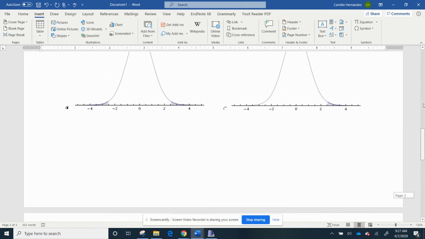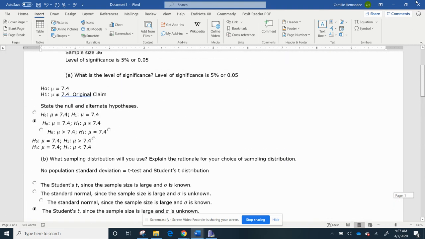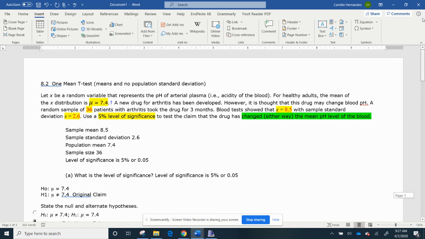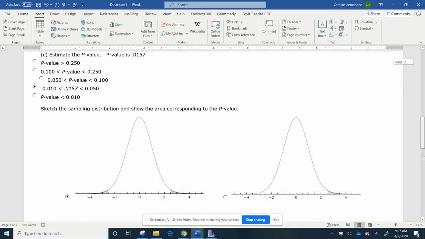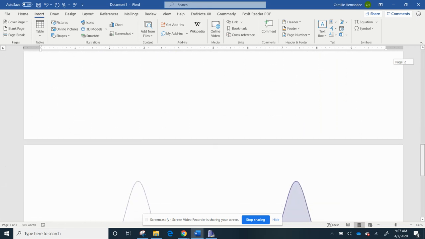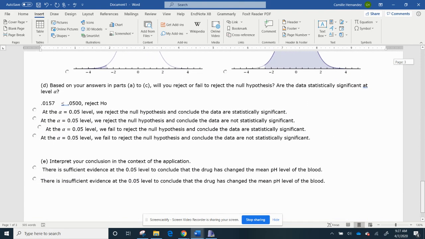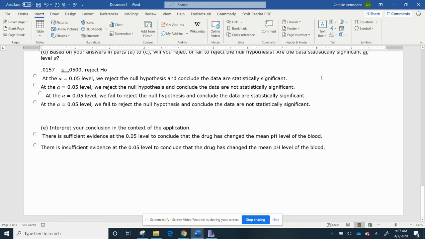I'm going to go back up. Here I'm going to say my null was false and my original claim was true. So that means, yay, it was significant. This drug is lowering the acidity in blood. So I go back down. I rejected my null, and it was statistically significant.